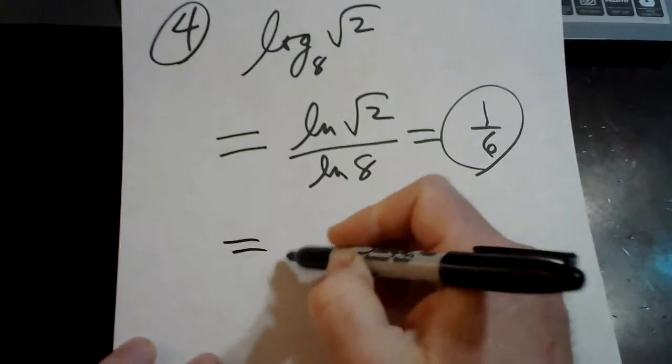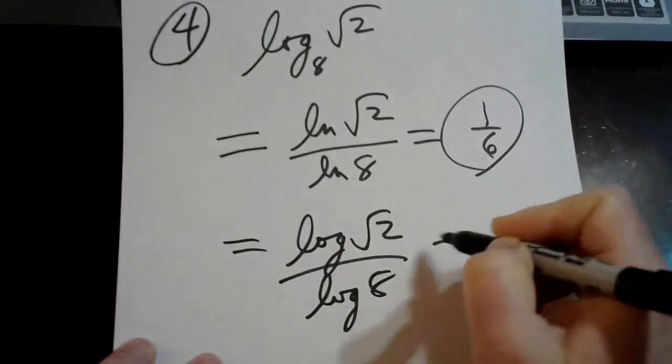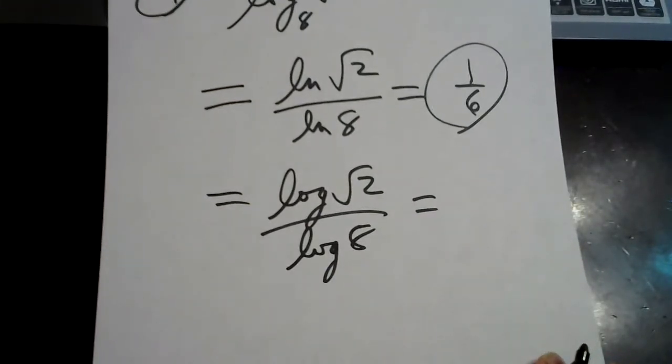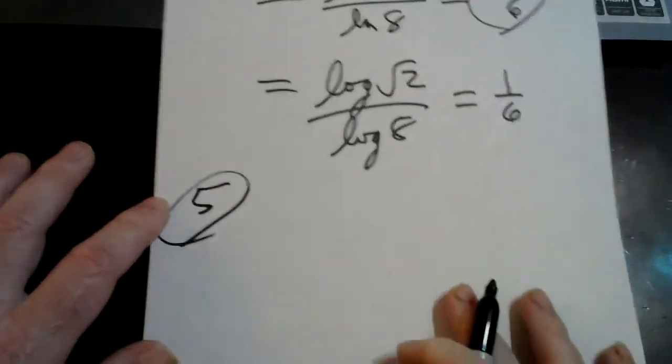By the way, you can, if you want to, use common logs instead of natural logs. The common log of the square root of 2 over the common log of 8 will also give you 1/6. I'll double check it with a calculator, but it should. It does. Well, let's move on to the next problem, number 5.